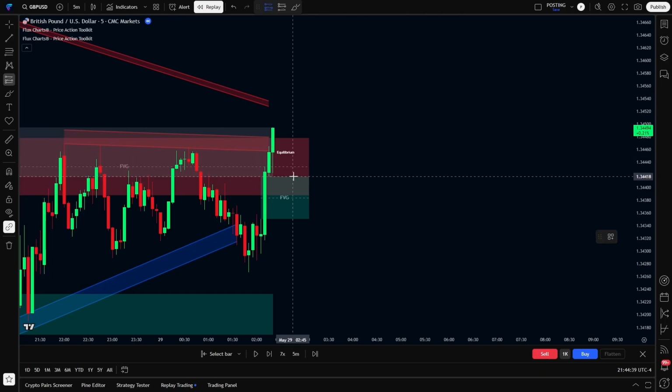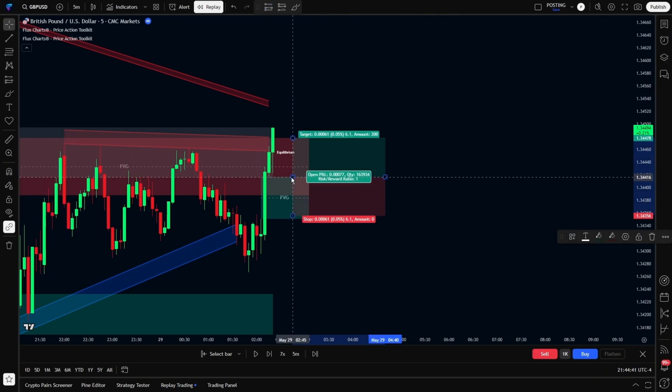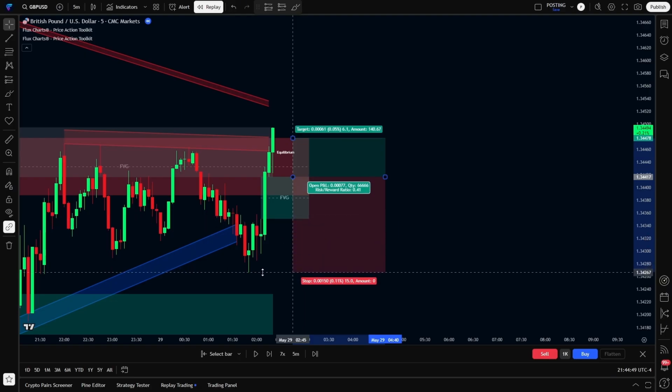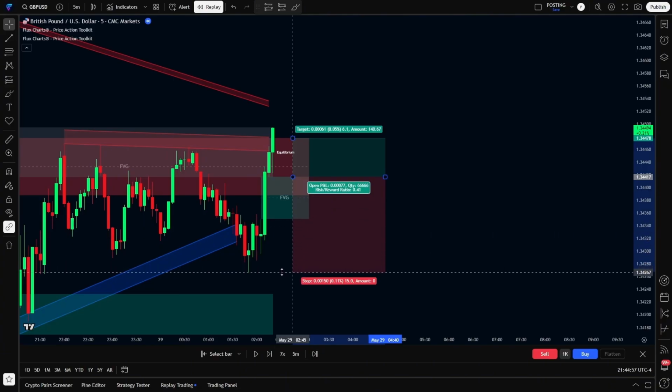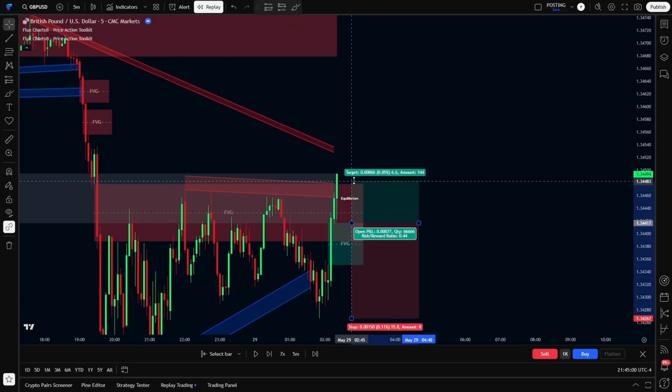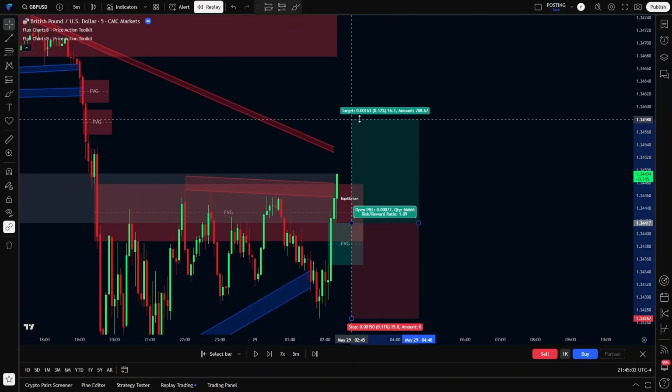So we'll just set a limit order to buy once price retraces back to the fair value gap. And then you can set your stop loss a few different ways. You can use the swing low like this. You can use the bottom of the gap. It all depends on what you want to do. I'm going to set my stop loss at the swing low, and then I will just target a 1 to 1.5 risk to reward ratio trade.